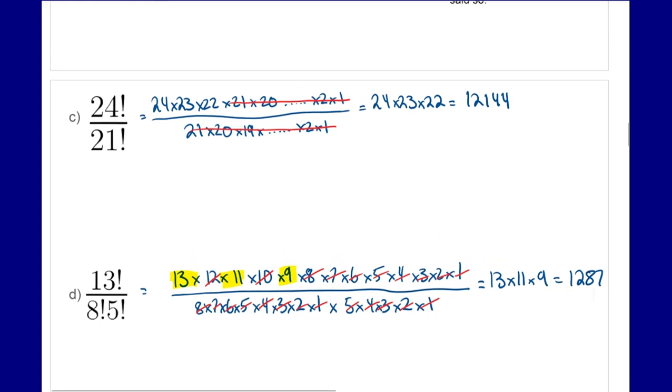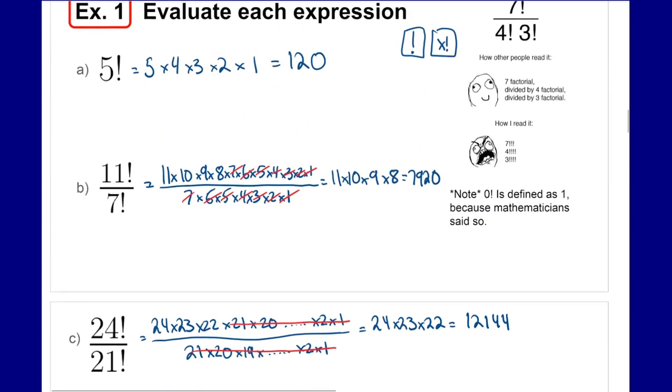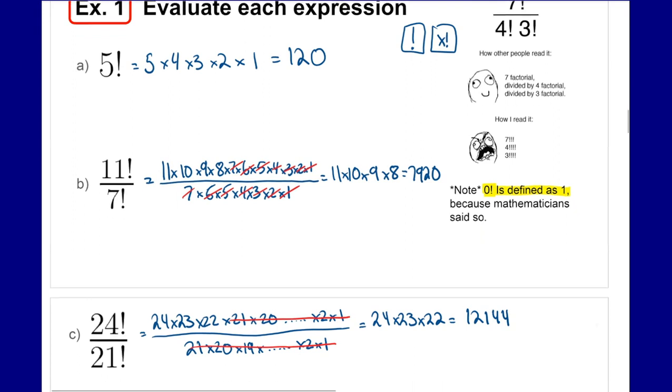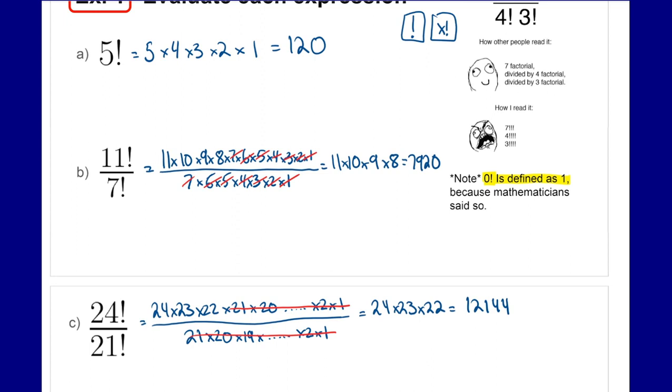One thing to note that we didn't really bring up: if you ever see 0 factorial, it is defined as 1. And the reason is because mathematicians said so, right? Because if you had 0 factorial as multiplied by 0, that means it would need to be included at the end of every one of these statements.